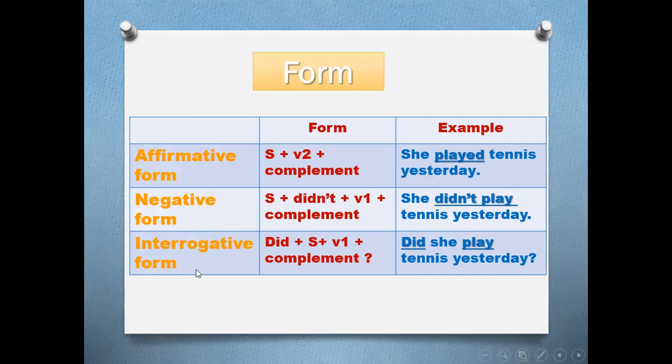The interrogative form, as we all know, in the interrogative form or when we make questions, we have to add the helping verb first and then the subject. So we put did, then the subject and the verb one, and we complete the sentence till the question mark. So did she play tennis yesterday? Question mark.